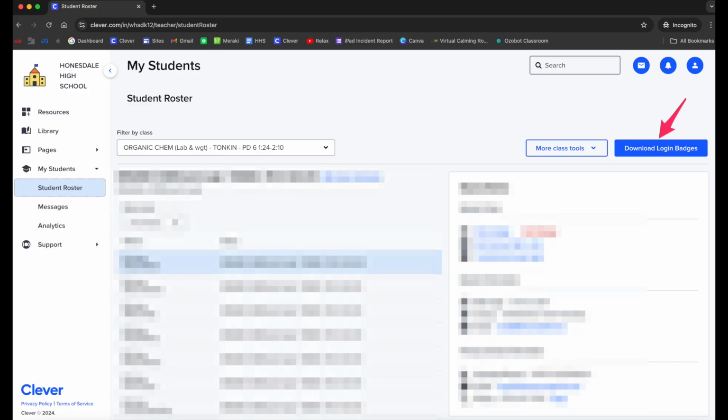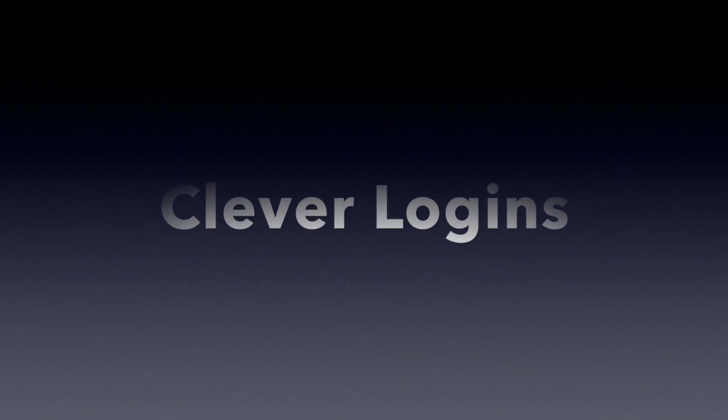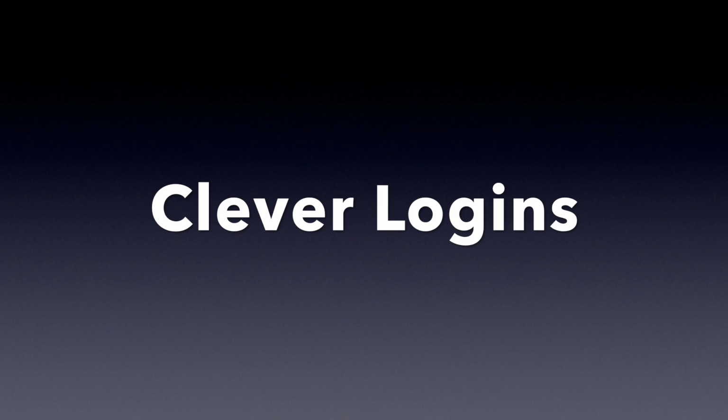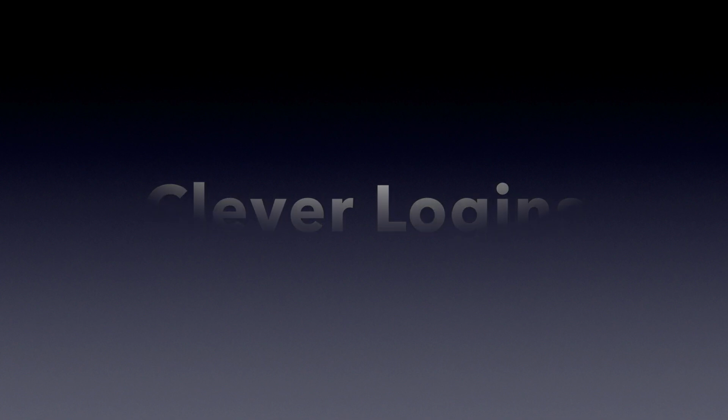All of your rosters are there, and you can click download login badges. Those are the little QR codes that your students can hold up to the camera. Obviously, your older students wouldn't need that, but anyone with accommodations or some of our youngers that might be helpful for. If students open Clever on their iPad, they can do one of two things. They can hold up their badge or they can sign in with their school email. So whichever works better for your students.